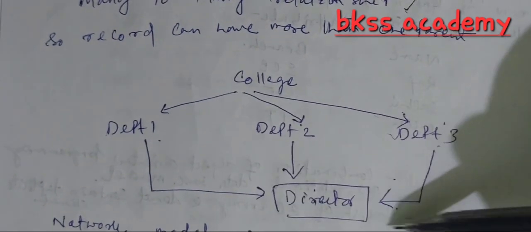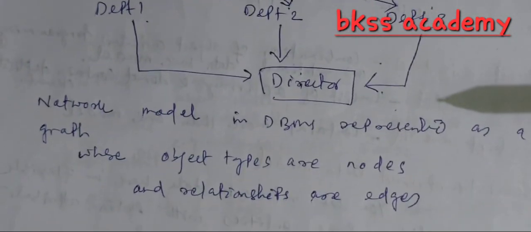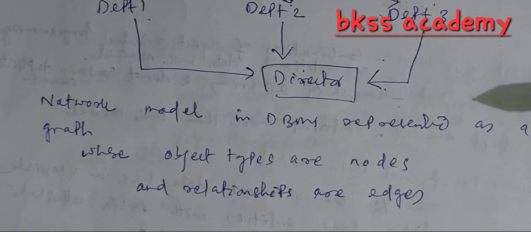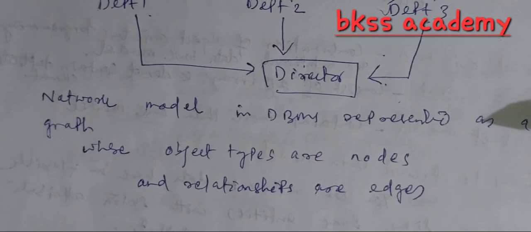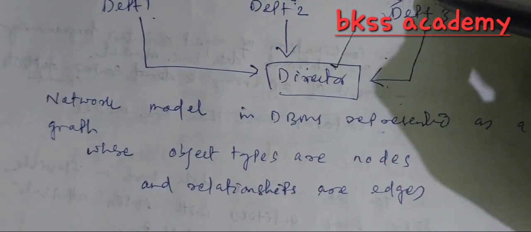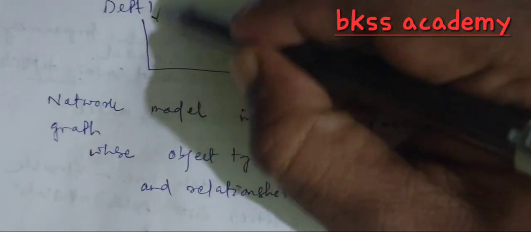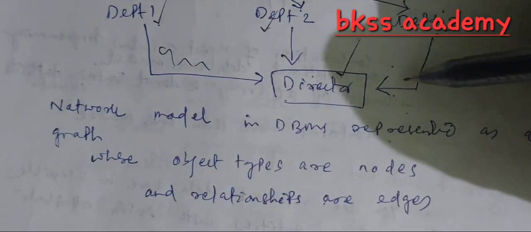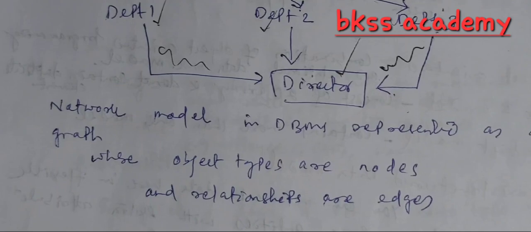Network model in DBMS is represented as a graph where object types are nodes and relationships are edges. These are the nodes and these connecting paths are the edges.